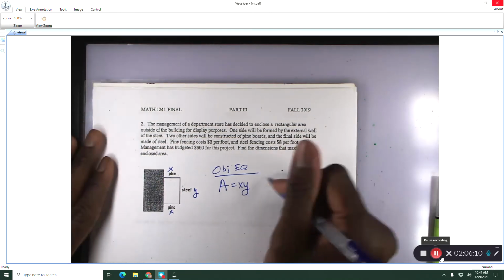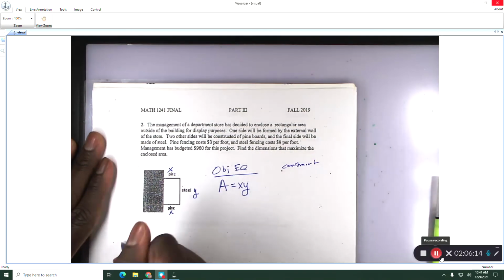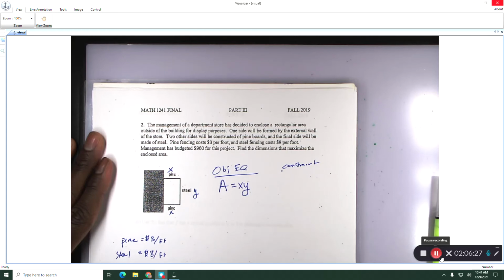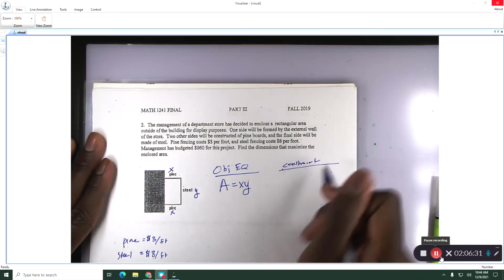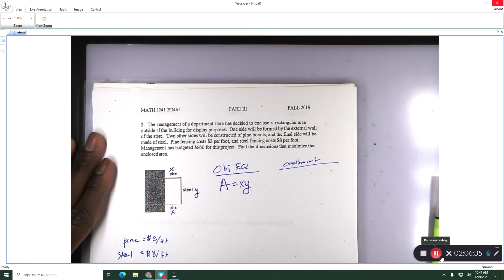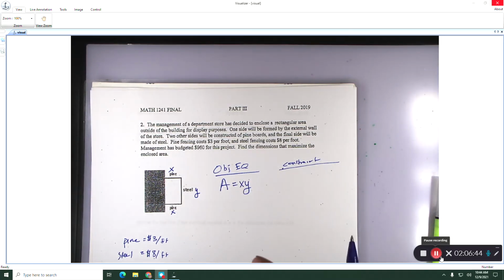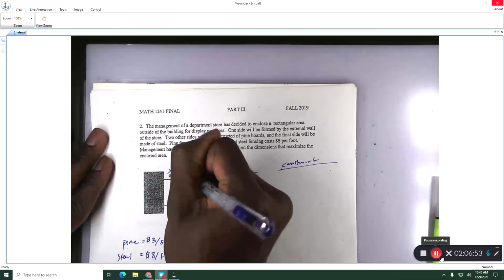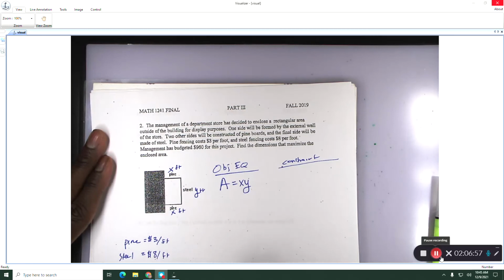Okay. So now we need a constraint. We know that the pine is $3 per foot. We know the steel is $8 per foot. All right? And we also know that the side of steel has a length of Y feet, and the others are X feet. So this side of Y will cost 8 times Y, or $8 per foot. So it gives us a cost of 8Y.